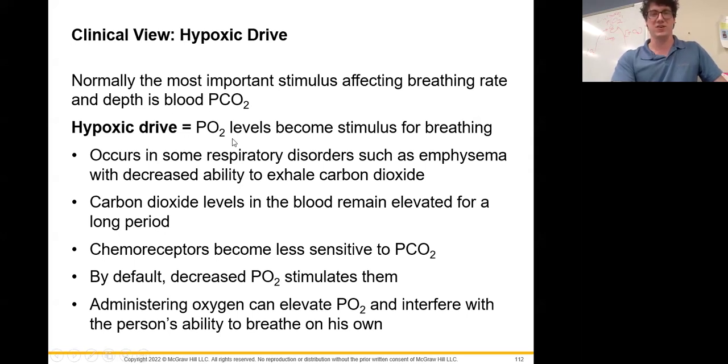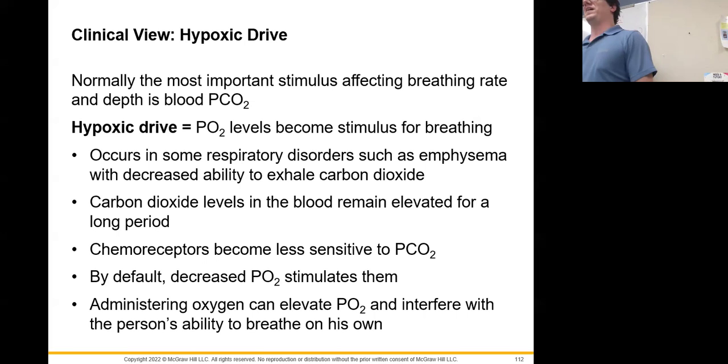So one of the things that we can call this is hypoxic drive. Levels of oxygen in your blood can be a stimulus for breathing. So when oxygen levels in your blood get low, that can be a stimulus that we need to breathe more deeply. You're going to notice that when you exercise quickly, we're going to store some oxygen in our muscles, especially our fast twitch muscles, so that they have access to oxygen now, so that they can do strong movements very quickly, very powerfully, and things like that.